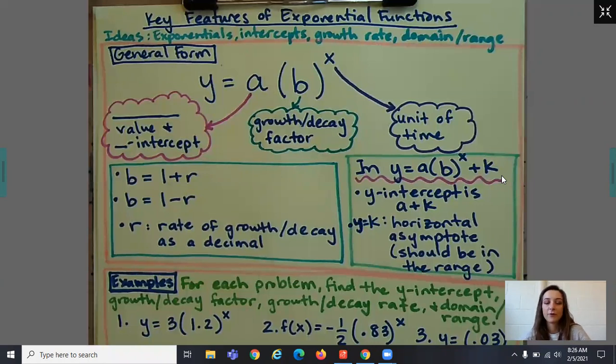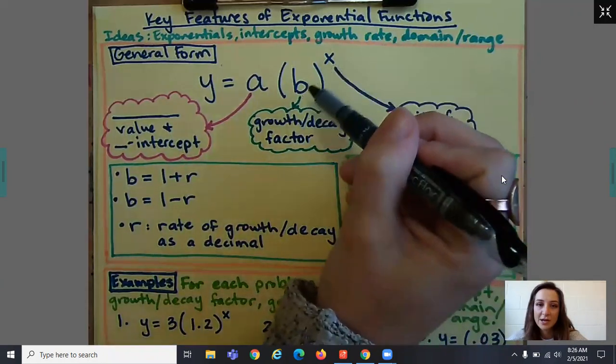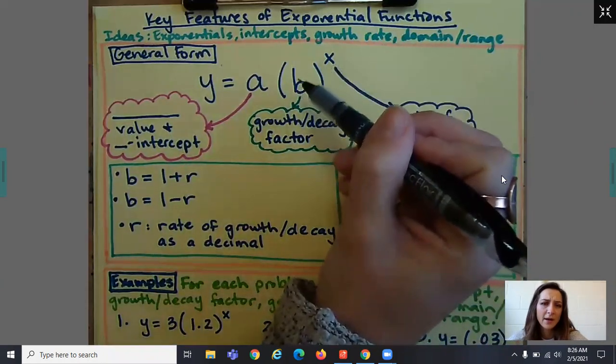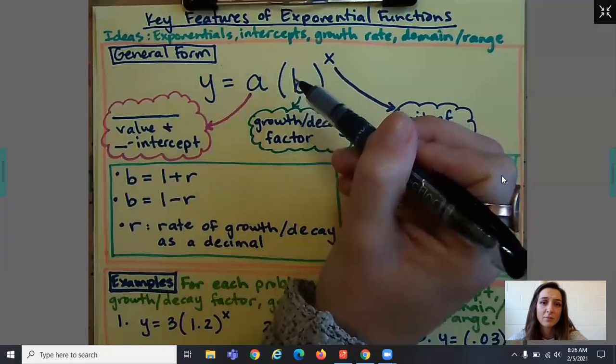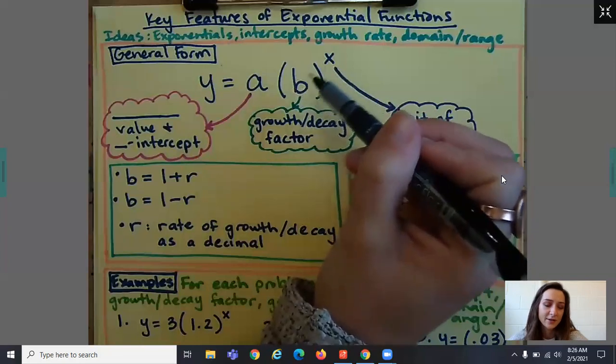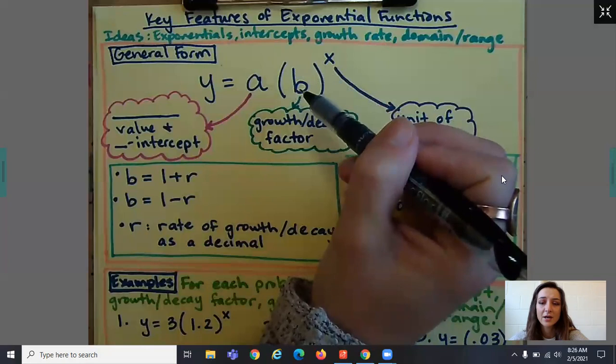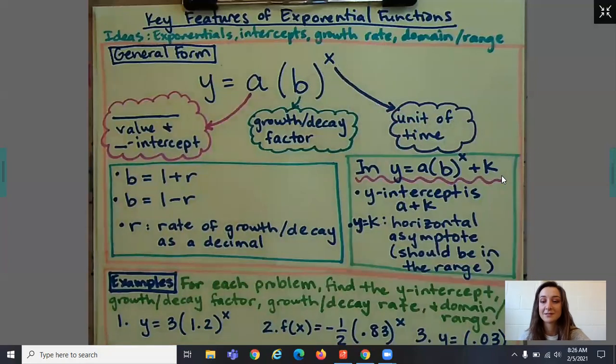We're looking at the general form. And the general form is always going to be y equals a times b to the x. And this b here can change depending on the problem. And your parent function is actually going to be this b to the x right here. So let's say we're working with a 2 right here, the parent function would be 2 to the x. If it was a 3, the parent function would be 3 to the x. So it's a little bit weird how that works.